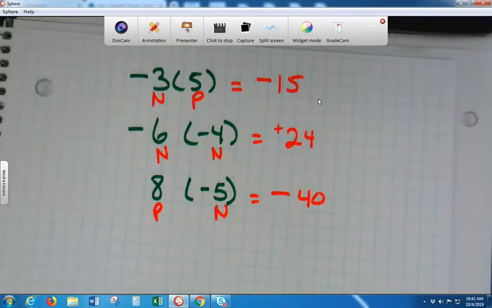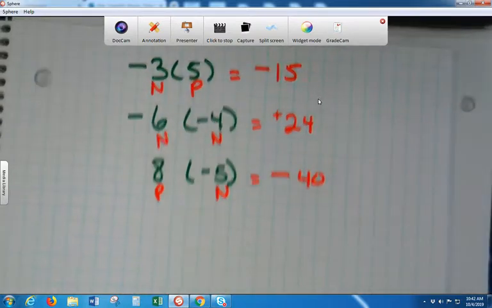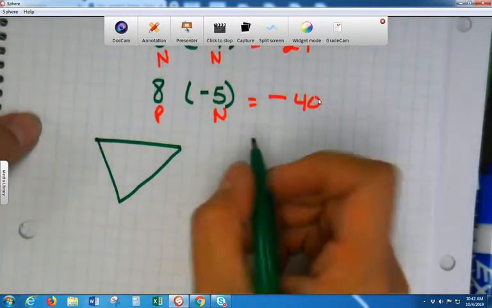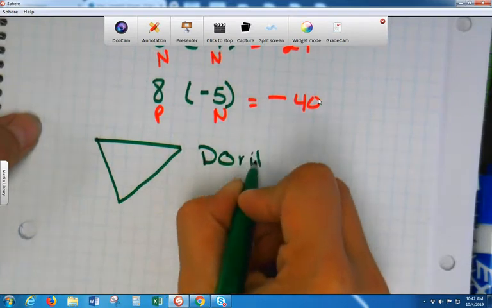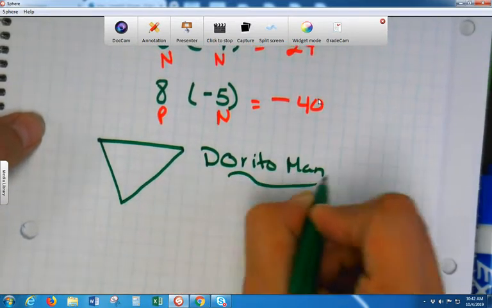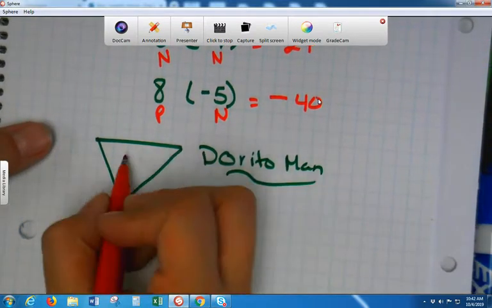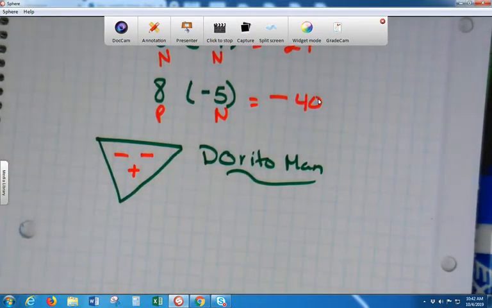Okay, so that's one way to remember it. There is a different way to remember it as well. We call upon the Dorito Man. Doritos? I like Doritos. Okay, let's focus. Do you have this written down? Some call it the Pizza Man as well. It's like a face.